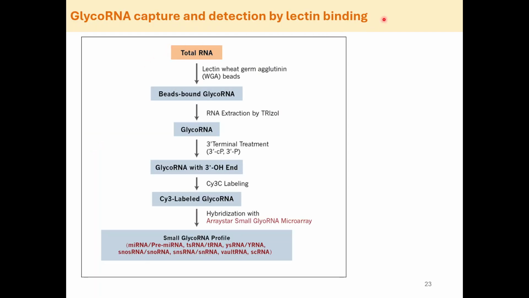GlycoRNA profiling is essential for the study of glycoRNAs in your research areas. To profile glycoRNAs, the glycoRNAs can be captured by glycoRNA lectin binding activity. The glycoRNAs pulled down by wheat germ agglutinin beads from the total RNA extracted by the standard Trizol method are 3' end labeled directly with fluorescent Cy3 by T4 RNA ligase. The labeled glycoRNAs are then hybridized to a glycoRNA microarray for detection. This method is simple, sensitive, without the need of living cell metabolic labeling, which can be used for any type of cells and tissues.